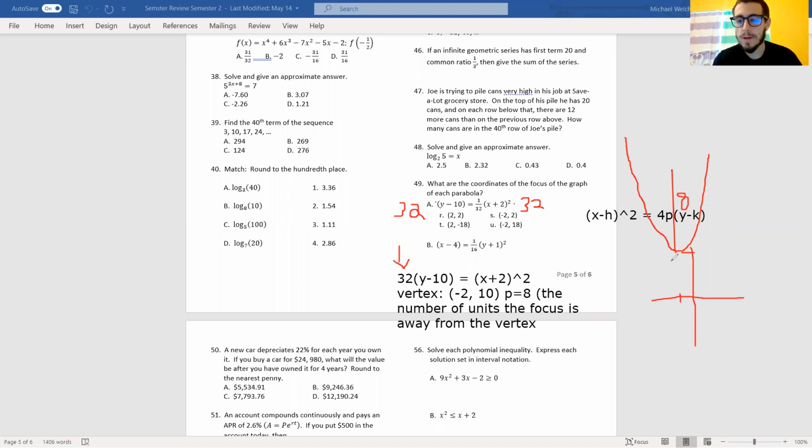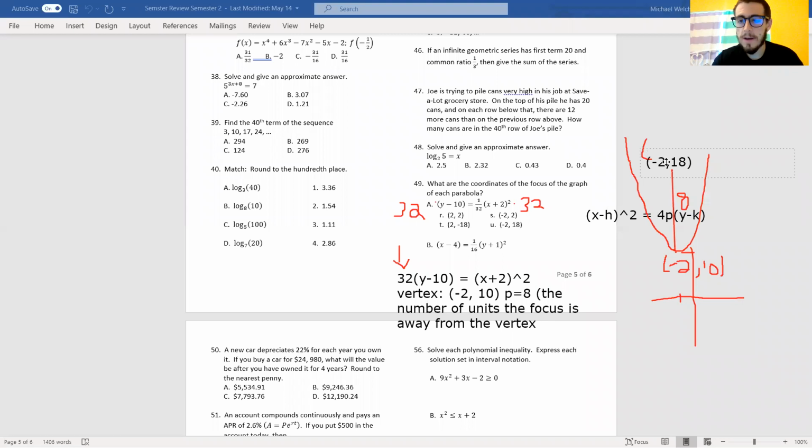So if our vertex was at (-2, 10) and we go up 8 units, we end at (-2, 18), which is the correct value of the focus.